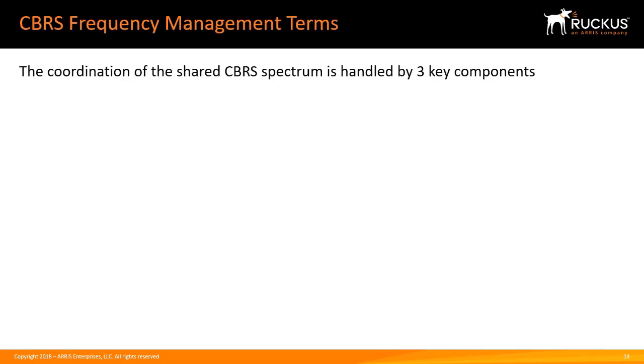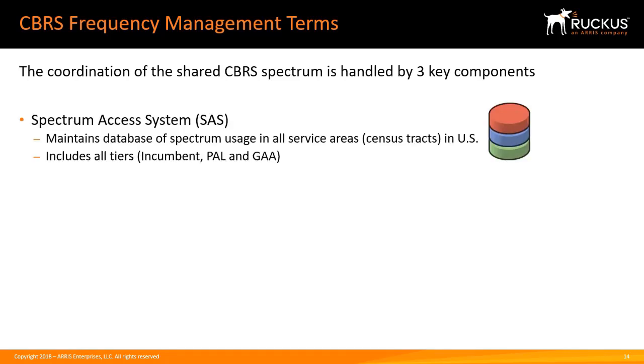Before we can talk about how all this access is coordinated, we have to discuss the 3 key role players in the CBRS operations. First, there is the Spectrum Access System, or SAS. This collection of servers all over the country are responsible for maintaining databases of CBRS spectrum usage throughout the entire United States. This includes users from all 3 tiers, incumbent, PAL, and GAA. When you consider the number of parcels for PALs alone, you can probably imagine how much data management this entails.